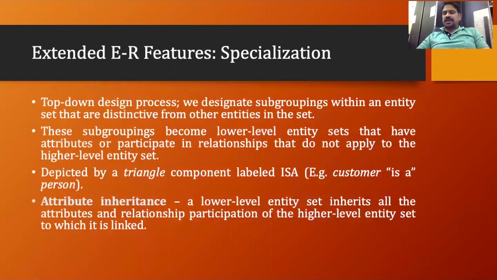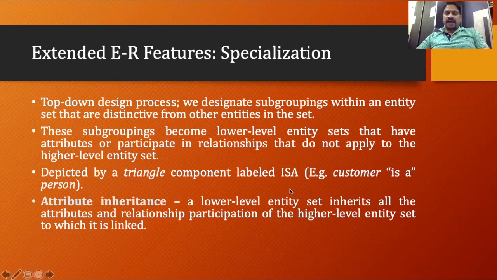Now let's talk about specialization and generalization. There is an approach called the top-down design process, which distinguishes subgroupings within an entity set that are distinctive from other entities in the set. These subgroupings become lower-level entity sets that have attributes or participate in relationships that do not apply to the higher-level entity set, depicted by a triangle component labeled as ISA.